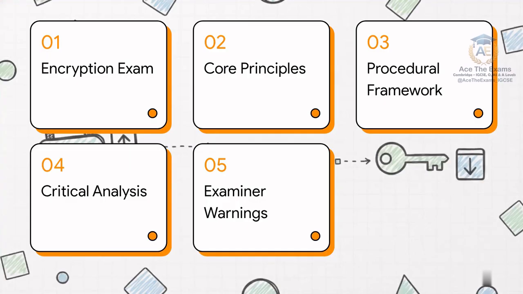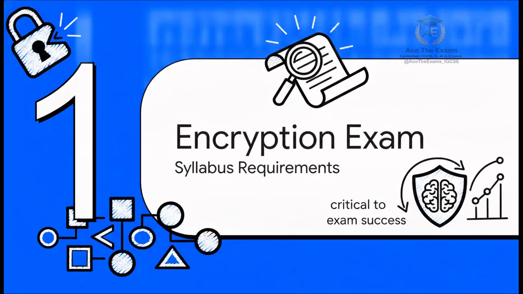So here is our roadmap for today's masterclass. First up, cracking the encryption exam. Second, mastering core principles. Third, we'll look at the procedural framework. Fourth, critical analysis and evaluation. And finally, top examiner warnings. Let's get right into it. Section 1, cracking the encryption exam and decoding those tricky syllabus requirements.